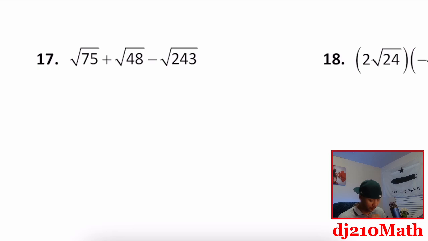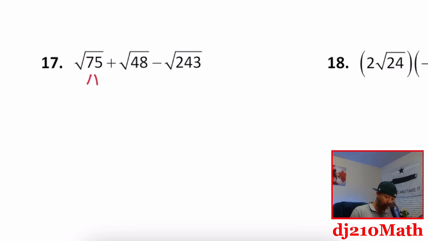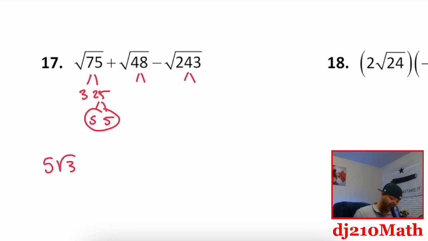All right, 17. Now we're adding and subtracting square roots. The only way you can do that is if the parts inside the square root match. Here they don't match. 175, one's 48, one's 243. However, if we start to simplify each of these, then eventually we'll come to ones that do match. So 75 is really 3 and 25. 25 is 5 and 5. So a 5 is going to come out, 3 left behind.